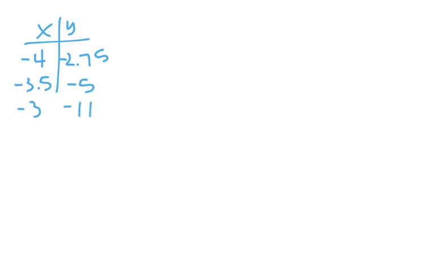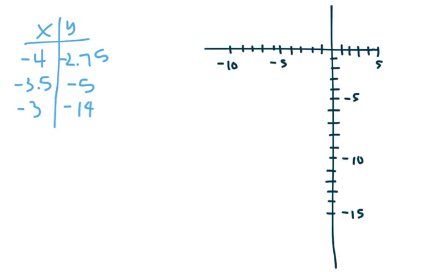So let's go ahead. I'm going to rewrite those last 3 points, -4, -2.75. Was that a -2.75? Yes, it was. Then -3.5, -5, -3, -14. And I'm going to go ahead and put them on a coordinate plane. All right, so let's go and plot those.